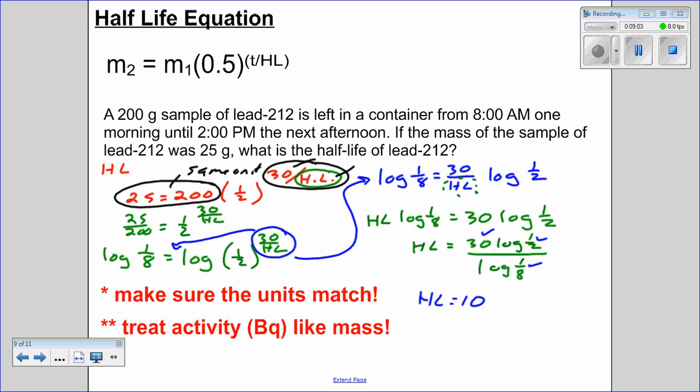The second thing is, sometimes you're given an activity, which is a radioactive activity. It's a number of decays per second. And you can treat that exactly like mass. So whatever you're given in terms of activity, you can just put that value right in here. So you'll have an initial activity, a final activity. Activity is proportional to the mass of the substance. All right, next thing, some examples.